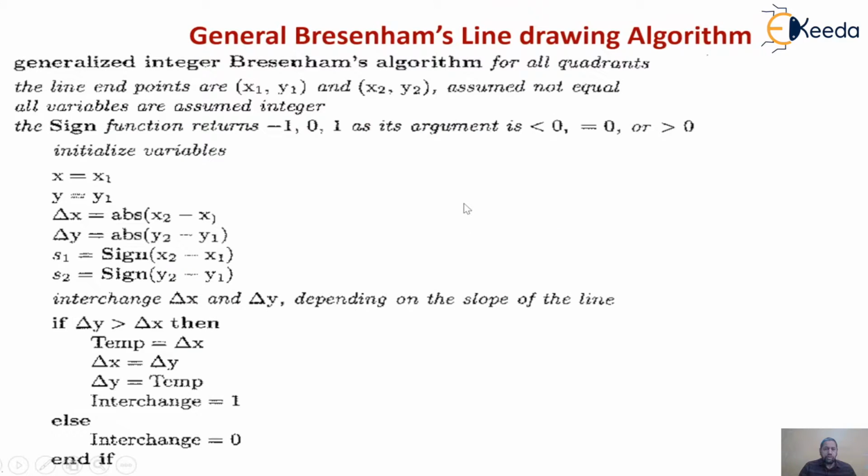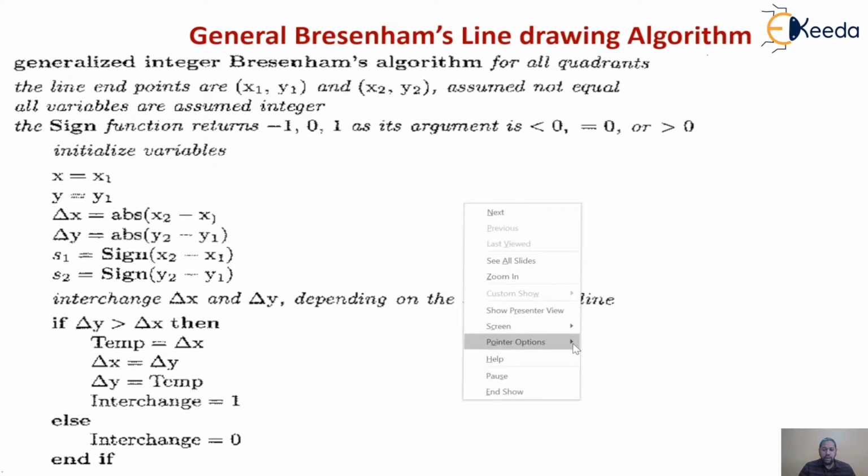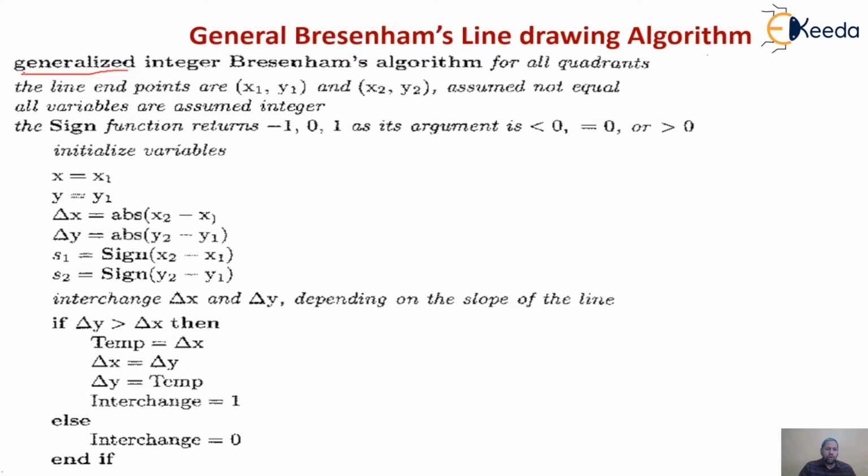First of all, we are going to take a short review of Bresenham's algorithm. We have studied this in detail, but before I start showing you the C program, let us have a quick review of the general Bresenham's line drawing algorithm. Why do we call it generalized? Because it will plot or draw the line in all the quadrants: first, second, third, fourth. So it is called the generalized Bresenham's algorithm.